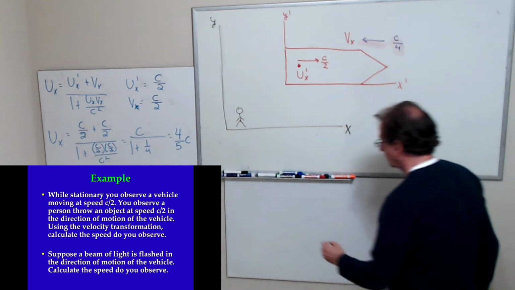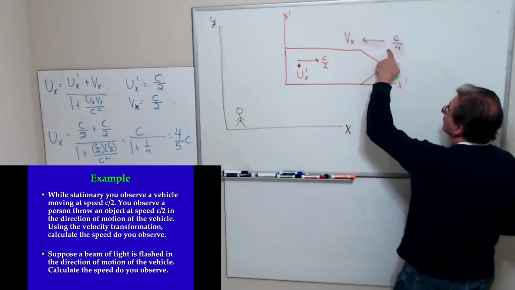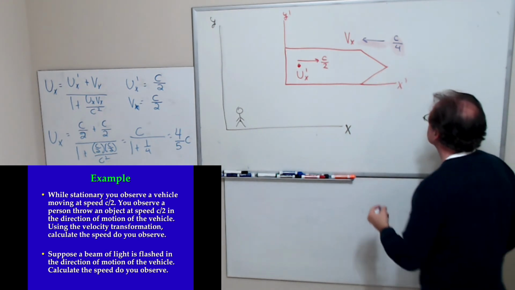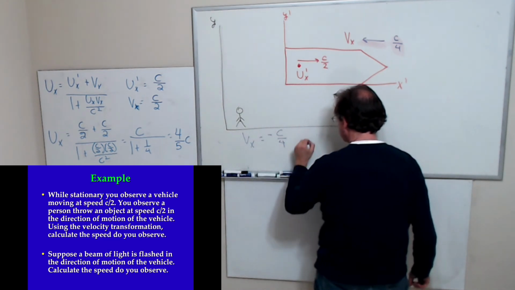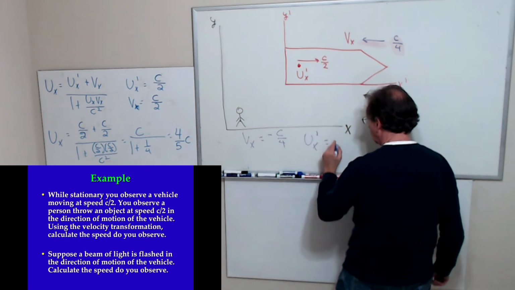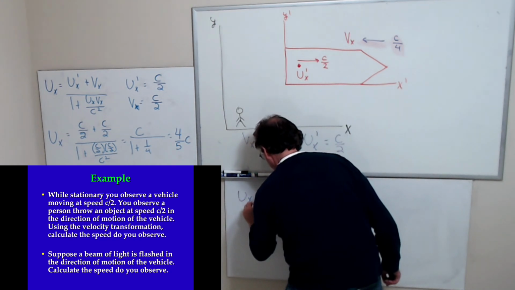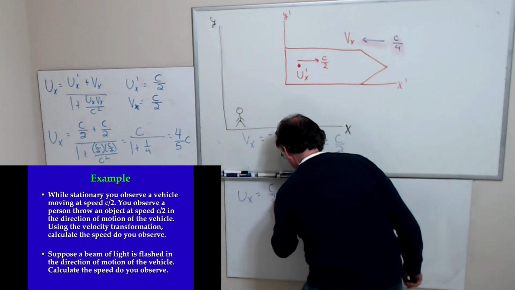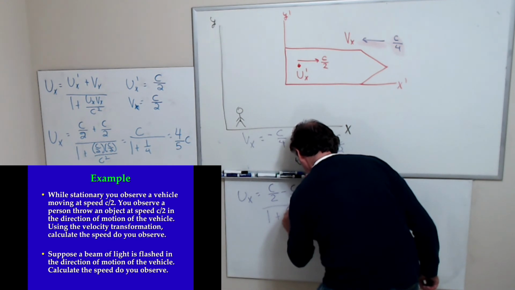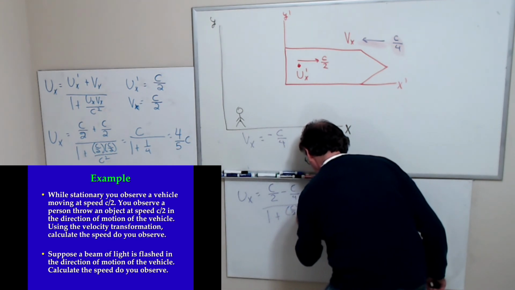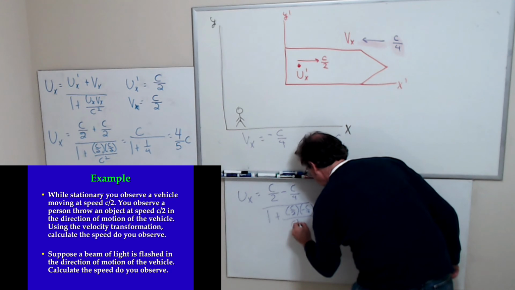Now what happens? Well, in this particular case, since this is moving to the left, then we have to write v sub x as minus c over 4. And still u sub x prime is c over 2. And so we substitute these values into the equation. And this whole thing is over c squared.